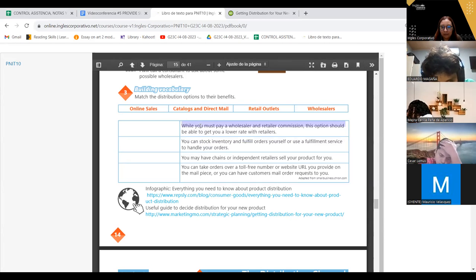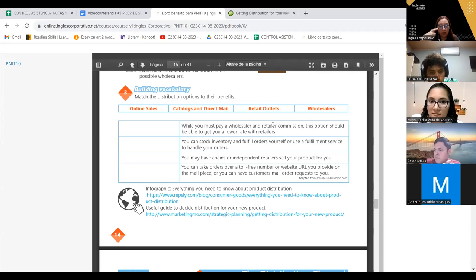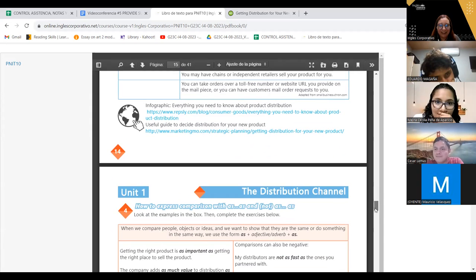And then this one: while you must pay a wholesaler and retailer commission, this option should be able to get you a lower rate with retailers. So to me, this one is wholesaler, right? Because you're paying them a commission, but it's giving you a better, lower rate. What do you think? Do you agree? Do you not agree? I think we're going to stay with that one. I see your faces. All right.